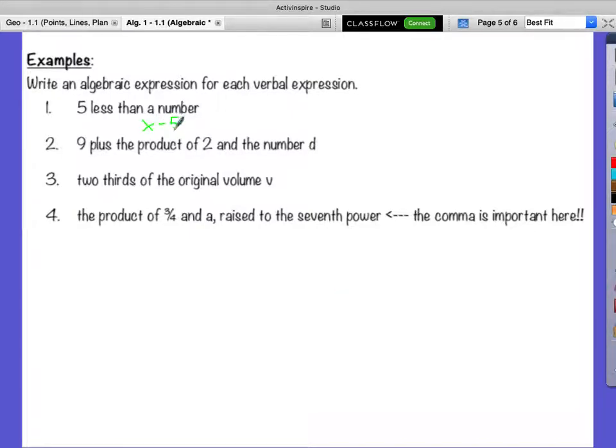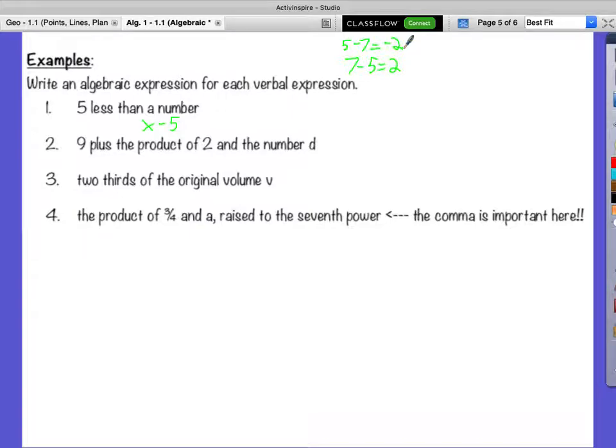Now, here's the thing. It says 5 comes first in the sentence. So why are we putting X first here? Yeah, it says less than a number. So we're taking the number and we're doing 5 less than that. Just like if it was 5 less than 7, you would do 7 minus 5 and get 2, because 5 less than 7 is 2. Whereas if you did it the other way around, you would end up getting negative 2. That's not 5 less than 7. So you have to be careful with the order there. Very good job.